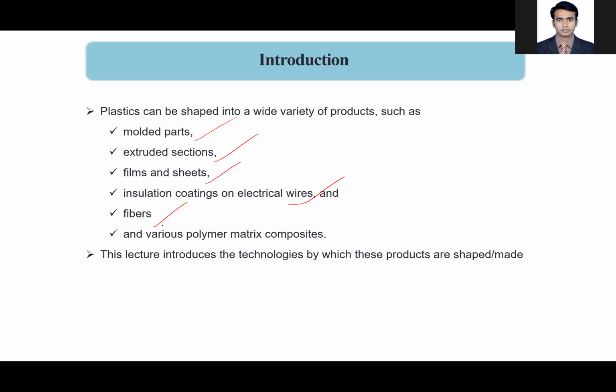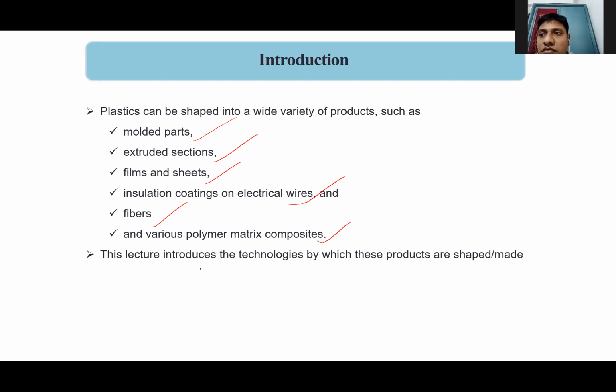Do you remember we used to say polyester shirt? This kind of term we use. These are very low cost. These are actually plastic. When you bring them in front of any flame, they actually melt. But in the case of cotton, they don't melt, they burn, and these polyester clothes actually melt. And various polymer composites are also produced using plastics.